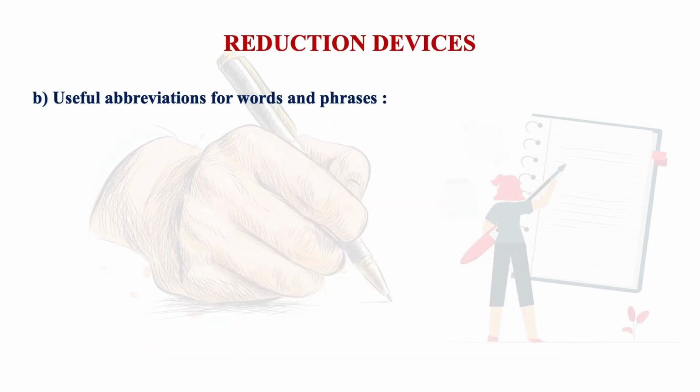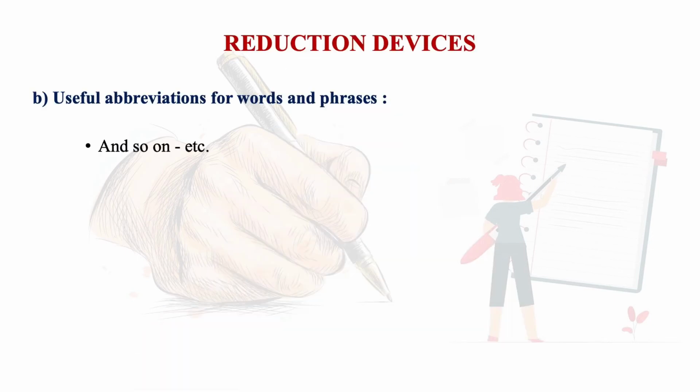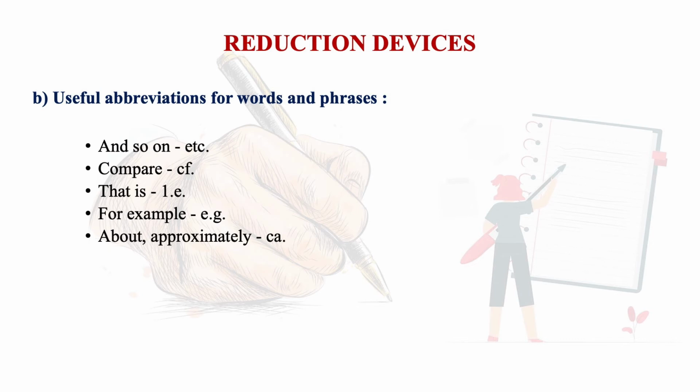Okay, and also remember that there are other useful abbreviations for words and phrases apart from what we have seen. For example, and so on, etc. Compare, CF. That is, IE. For example, EG. About or approximately, and for the 20th century, suppose, you write C20. So these are other abbreviations for words and phrases which are used for taking notes. So we have seen how mathematical symbols are used, then abbreviations.